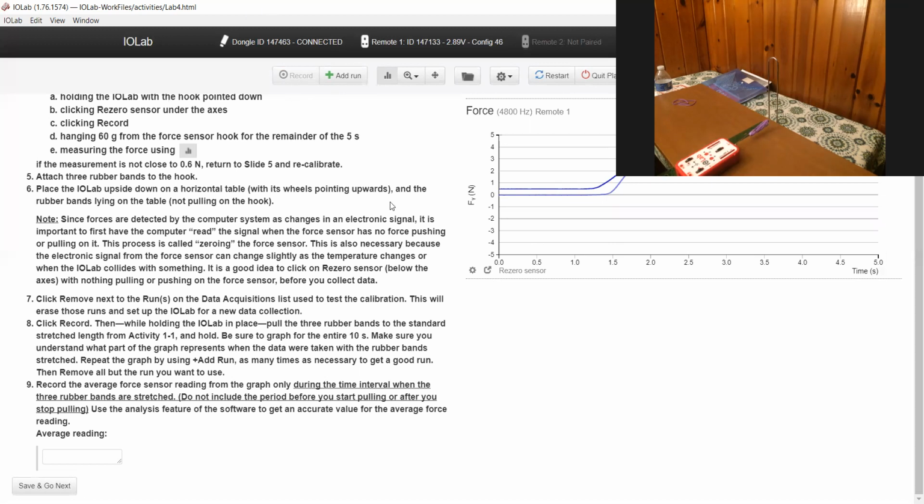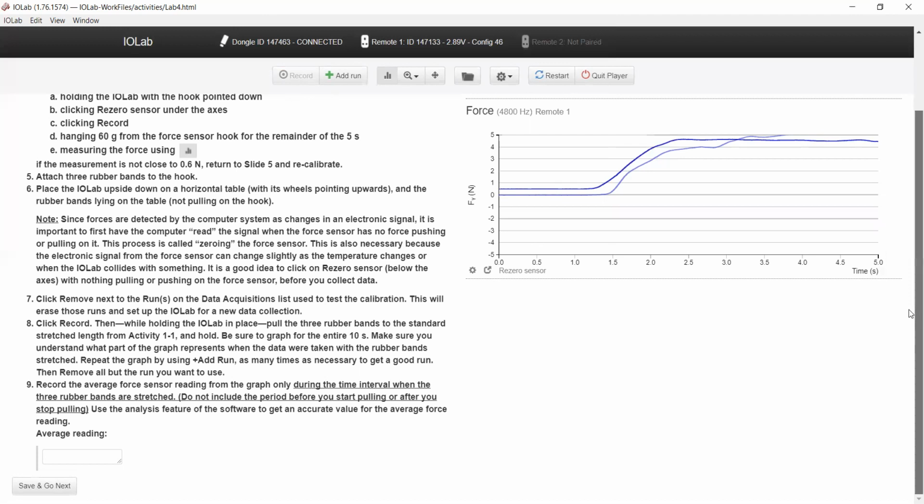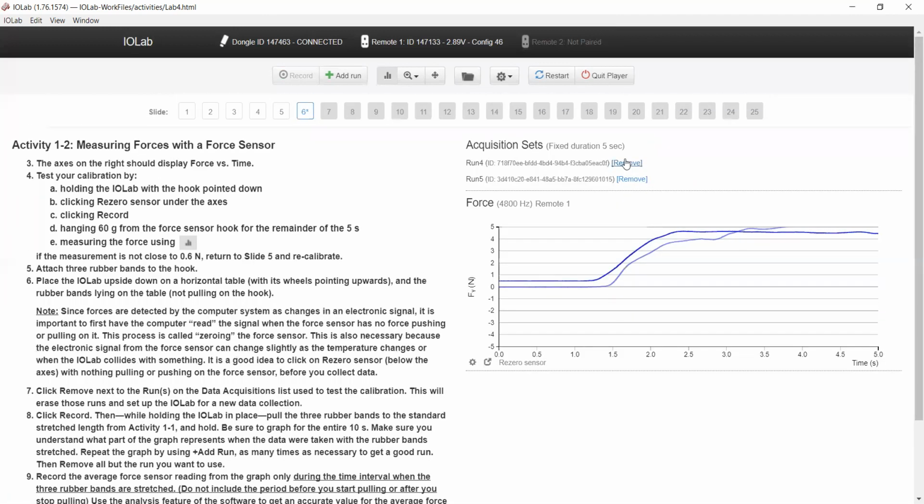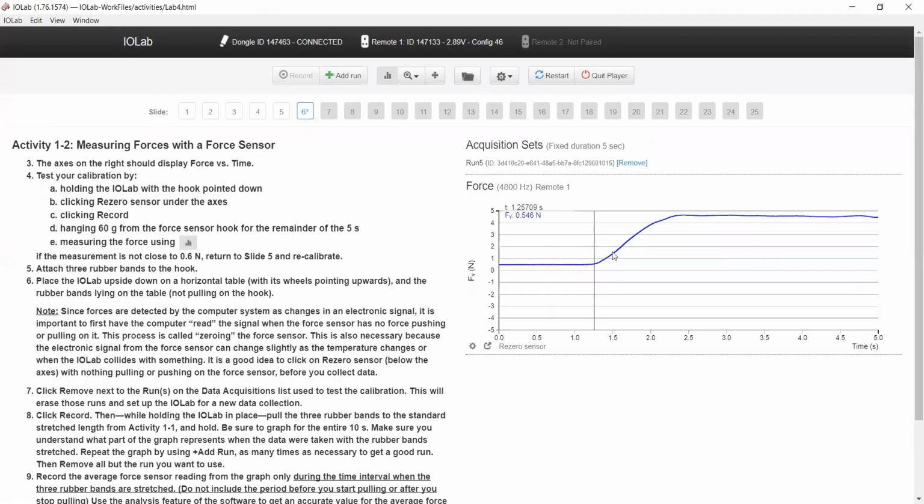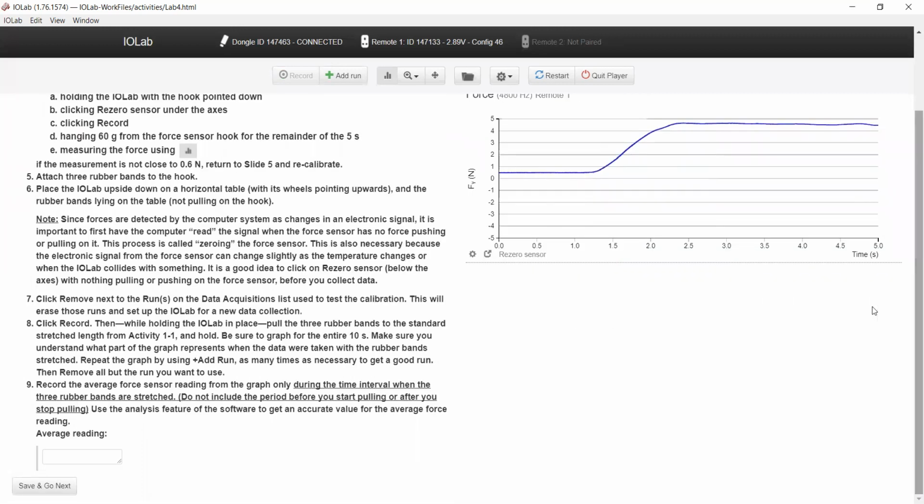I hope you already know which is the area of interest. This was when I was not pulling. I started to pull slowly, and this is the area while pulling up to the standard length, it was the force. They want us to get the average reading. We already know how to do the average. Select the region you want the average of, and then you get the average value. Then you can put it down, save and go next. Do not forget to do that.